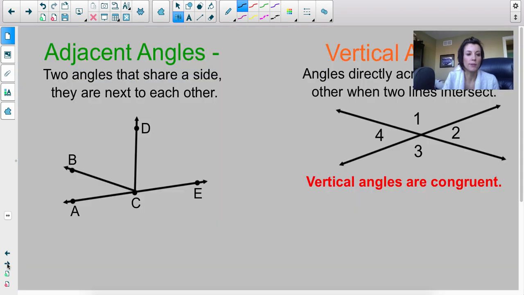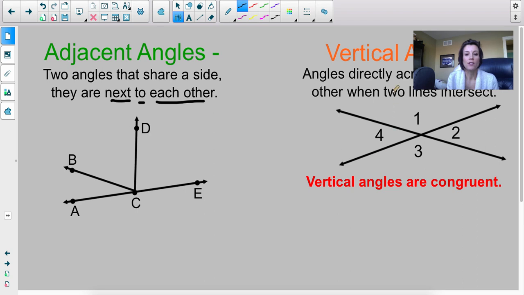Hopefully you're remembering those. Two ones that we need to put in our notes: an adjacent angle is two angles that share a side, they are next to each other. Adjacent means next to each other. Get it down, draw yourself a picture of next door neighbors, and then write down the definition in your notes.